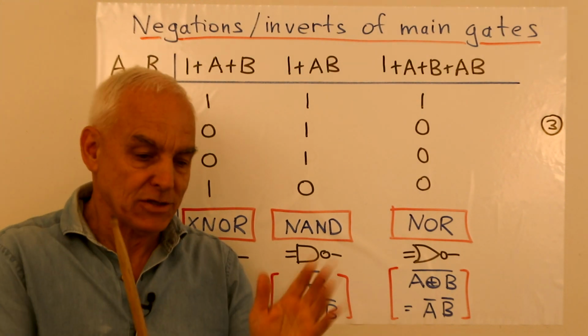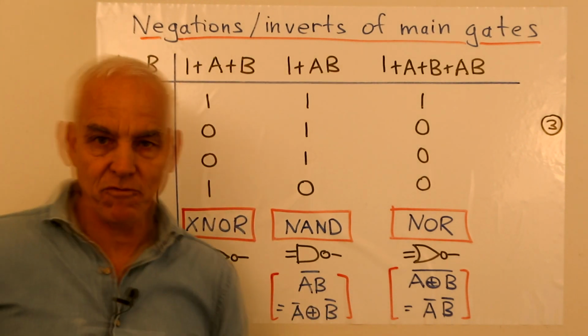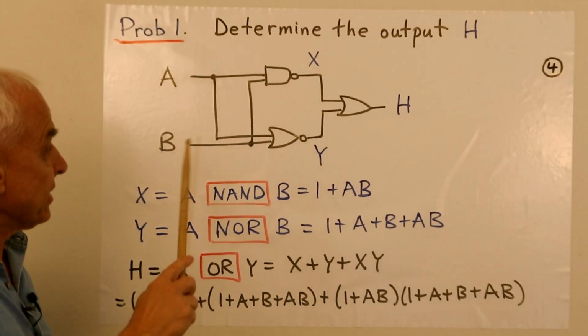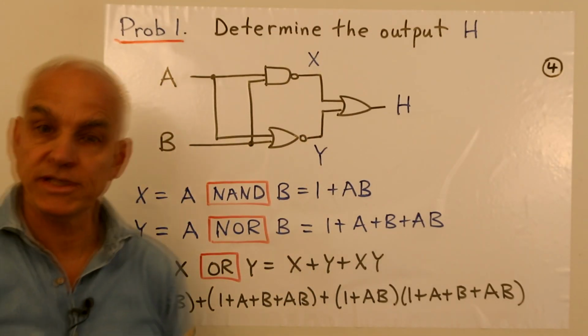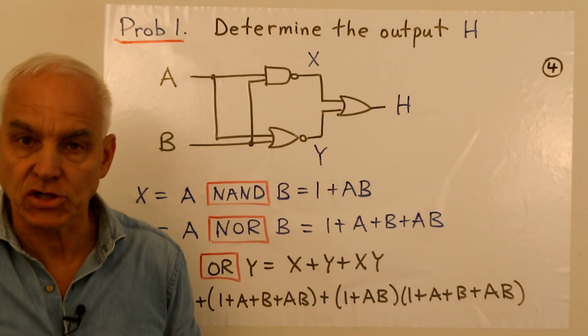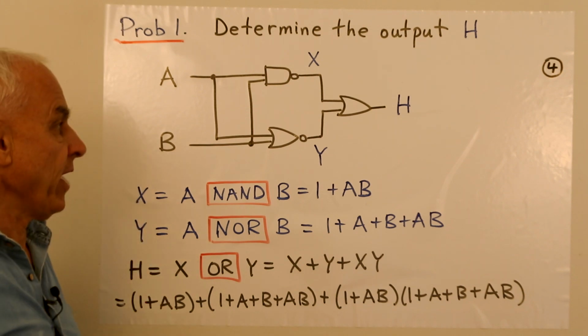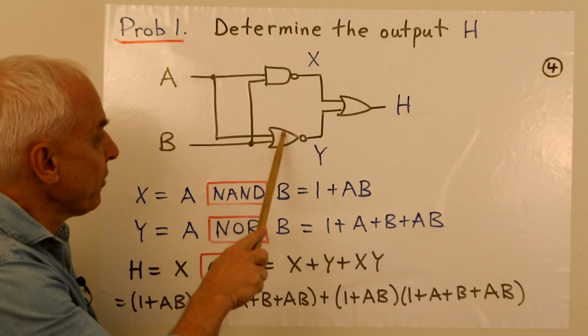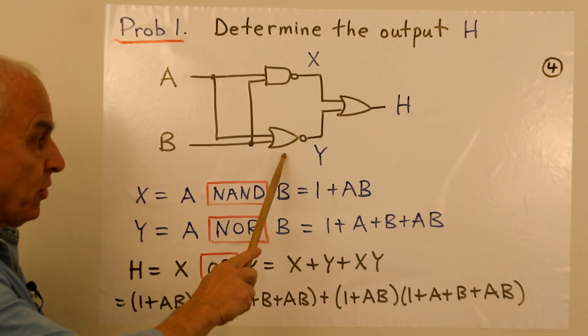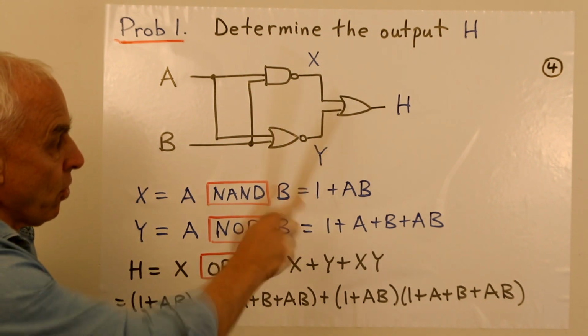So now we can analyze all of those things by using the algebra of Boole. All right, so for our first problem, let's analyze this little circuit involving 2 inputs A and B and an output H, and let's determine the output H in terms of the inputs A, B. We see that there are 3 gates involved, and here's a NAND gate, and here is a NOR gate, and here's an OR gate.